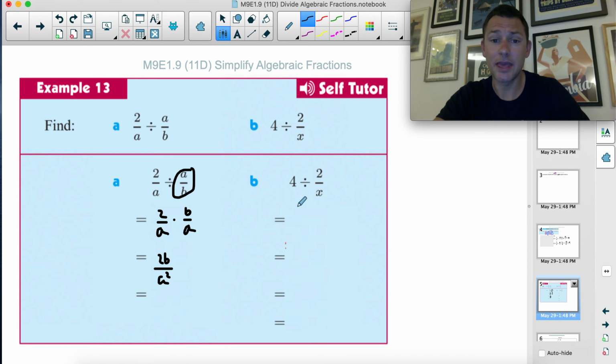We play the same game with this 4 divided by that mess. I'm going to call it 4 over 1, and instead of dividing by that fraction, I'm going to multiply by the reciprocal. And when we do that, you multiply everything in the numerator, 4x over 2, and you simplify, and that simplifies to just straight up 2x. Nice. Great, okay.